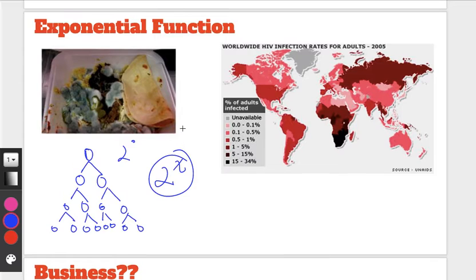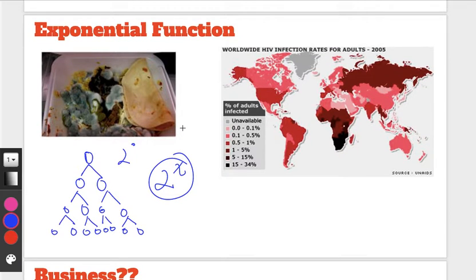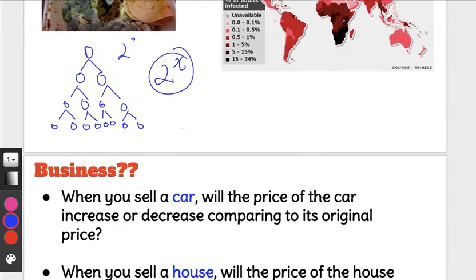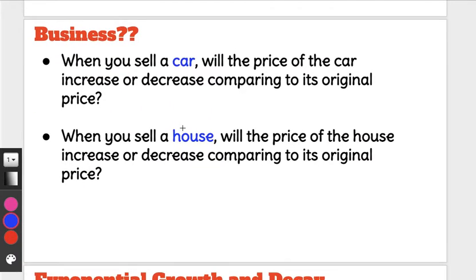Today we are going to discover two types of situations where we use exponential functions. Let's discuss these two examples. The first one is when you sell a car, the price of the car increases or decreases compared to its original price. Even if you do not have a car, think about this in common sense. When you buy a second-hand car, it's going to be cheaper compared to the original one, or it's going to be more expensive.